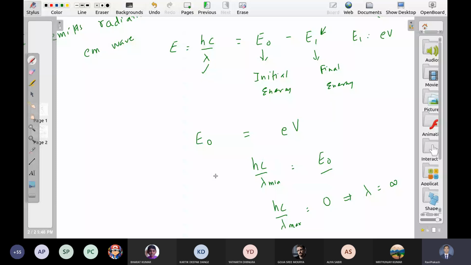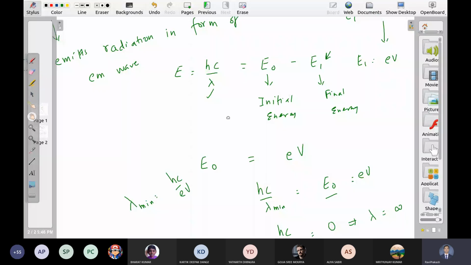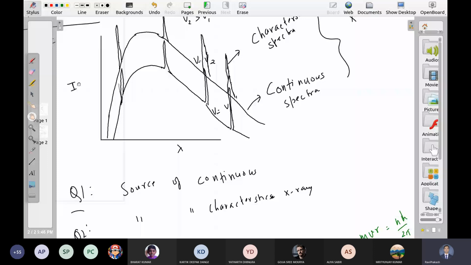And that is why when we increase the potential, the minimum wavelength decreases. यही वजह है कि जब आपने पोटेंशियल बढ़ाया, मिनिमम वेवलेंथ कम हो गया. So this is hc upon EV1. This is hc upon EV2. Since V2 is greater than V1, lambda 2 is smaller than lambda 1.